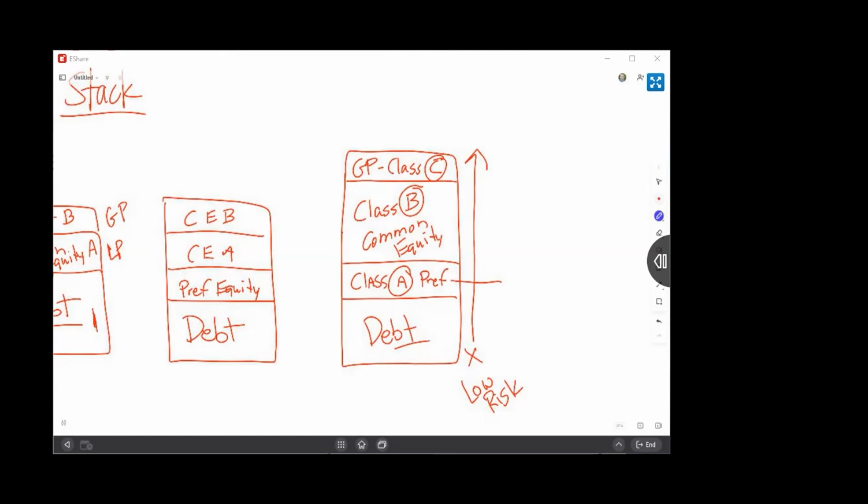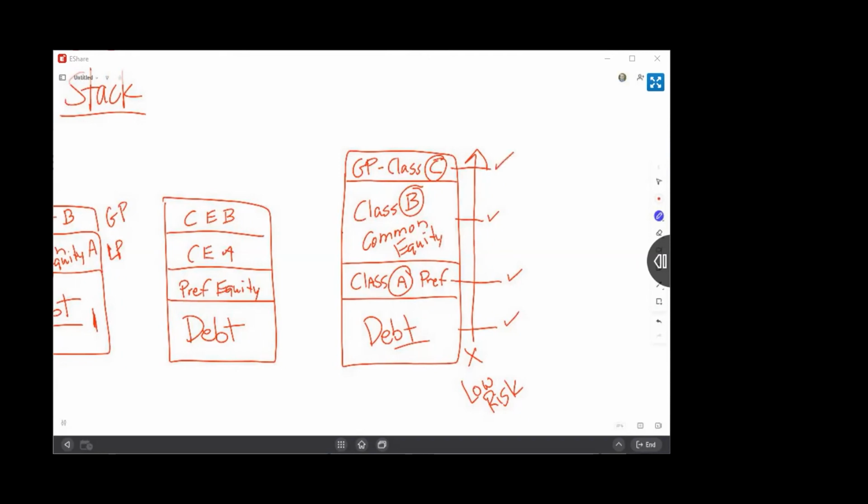Then of course you have your Class B, and the highest risk is always going to be your GP shares, because you have to be able to pay back your debt and you have to be able to pay back your Class A and then your Class B before you can actually start getting any type of return on the GP side of things. So risk profile is there.